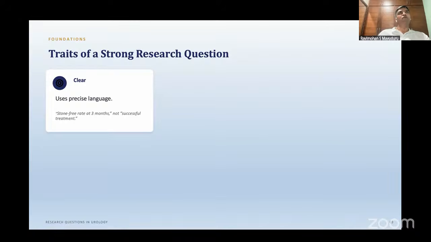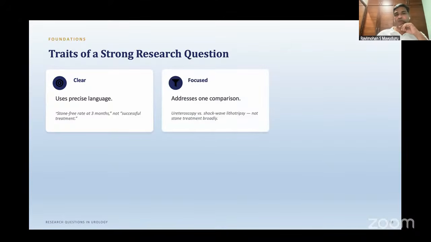You cannot say stone free rates. You have to mention at what time you want to. So it should be clear, and you must use precise language when you want to generate a question. Then it should be focused.